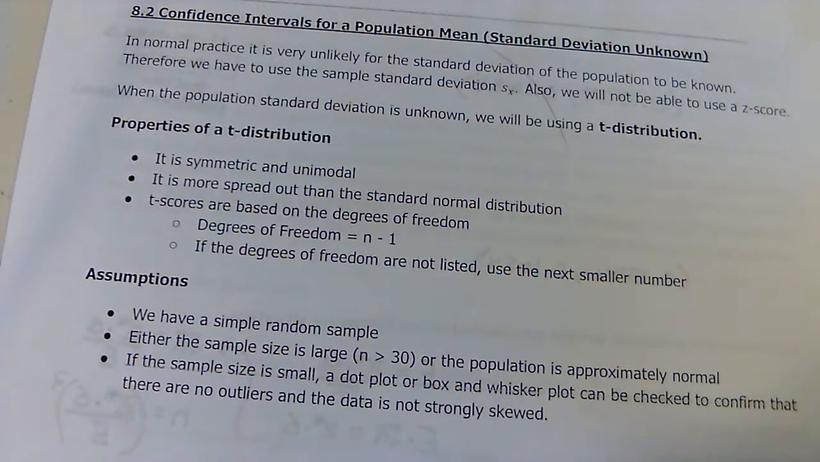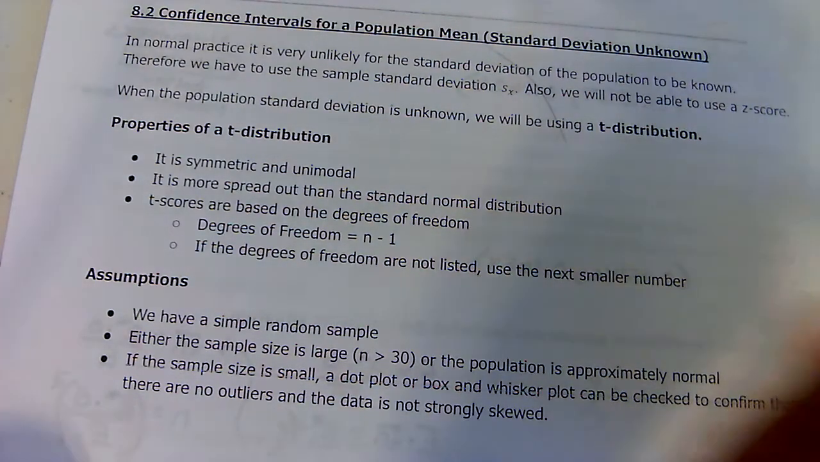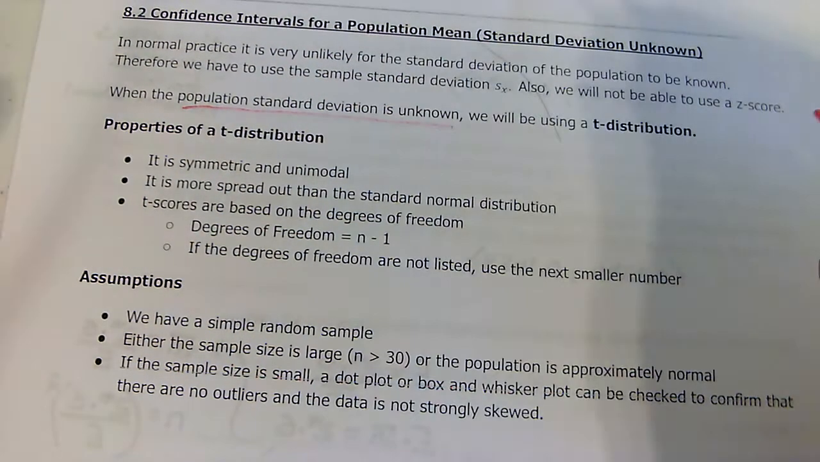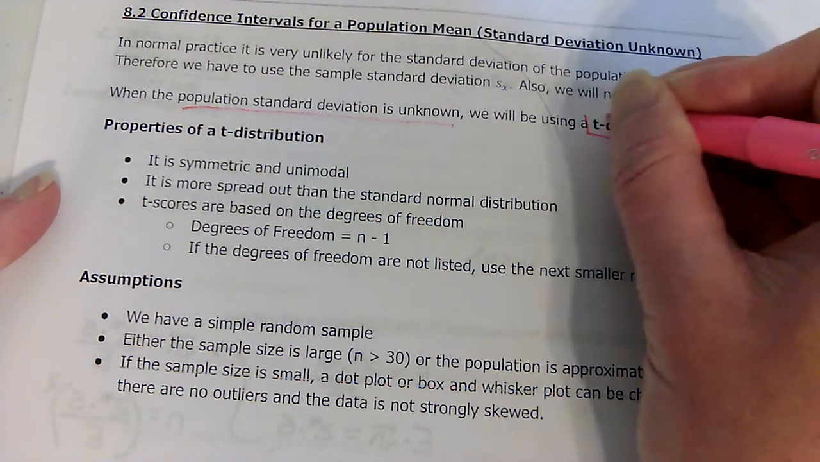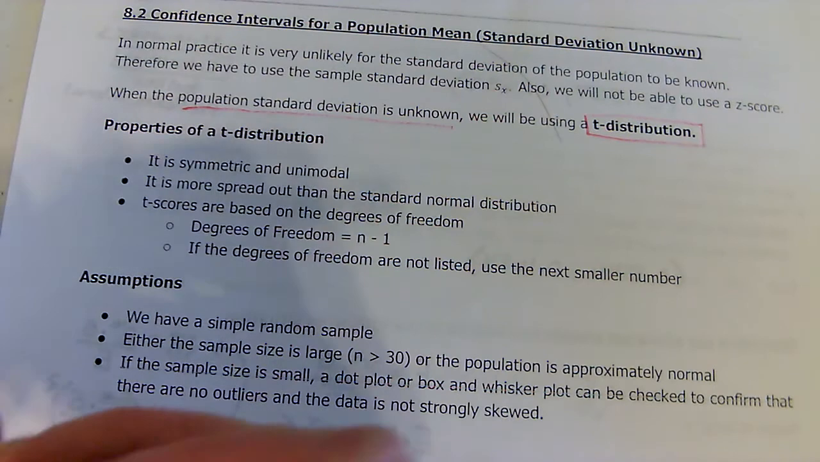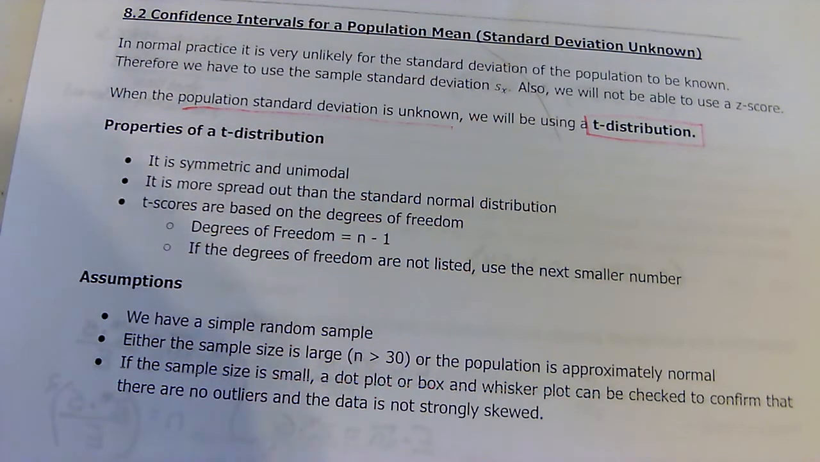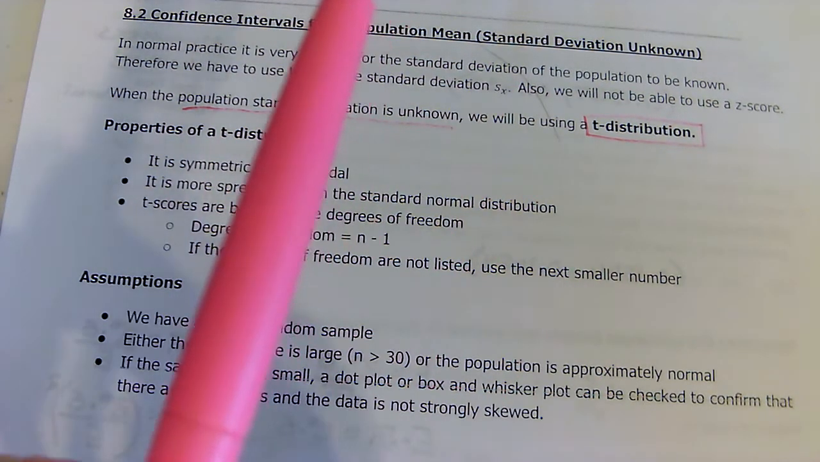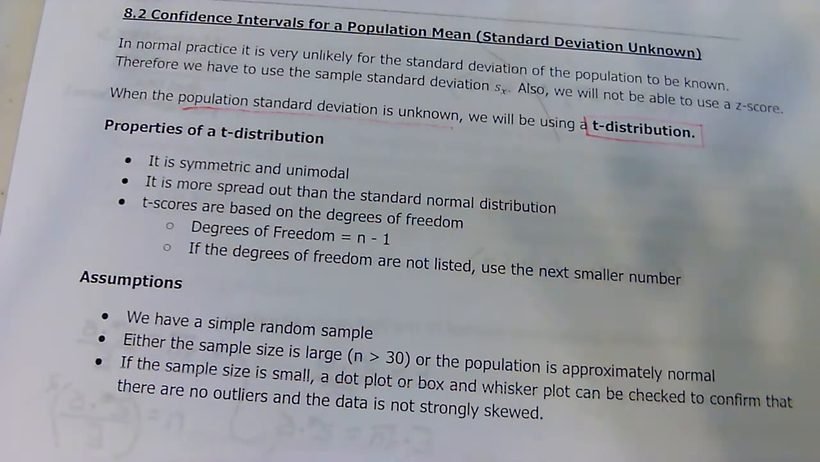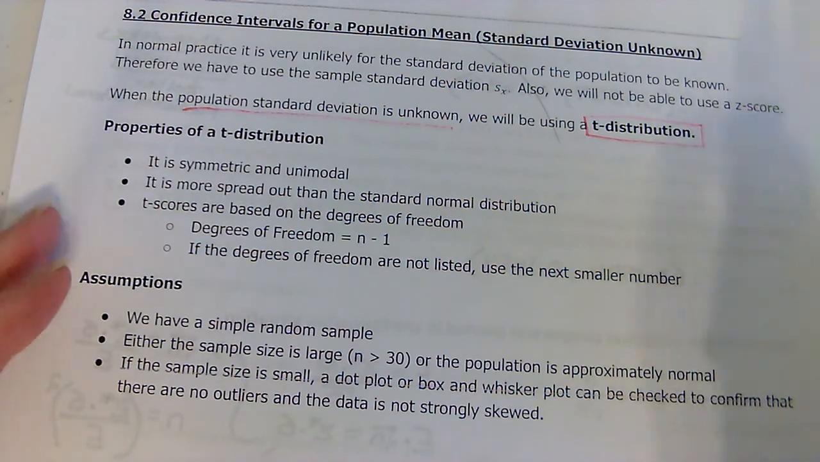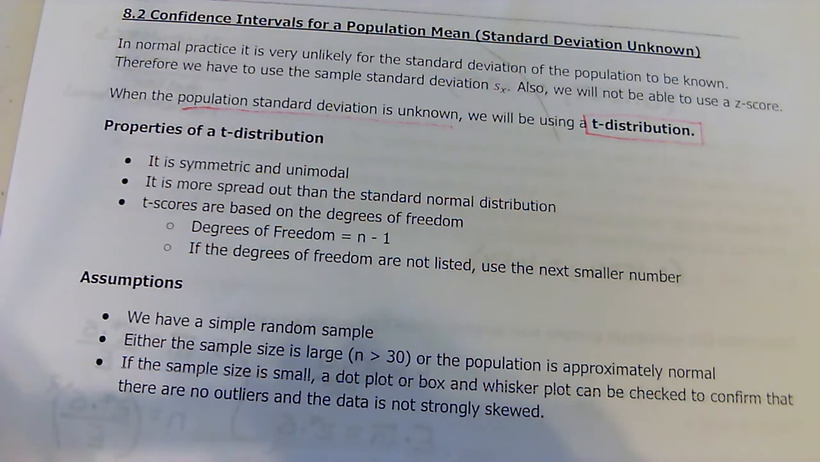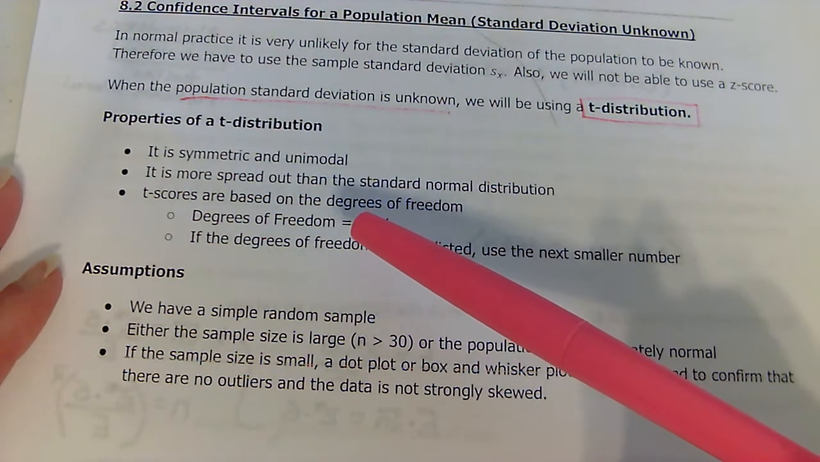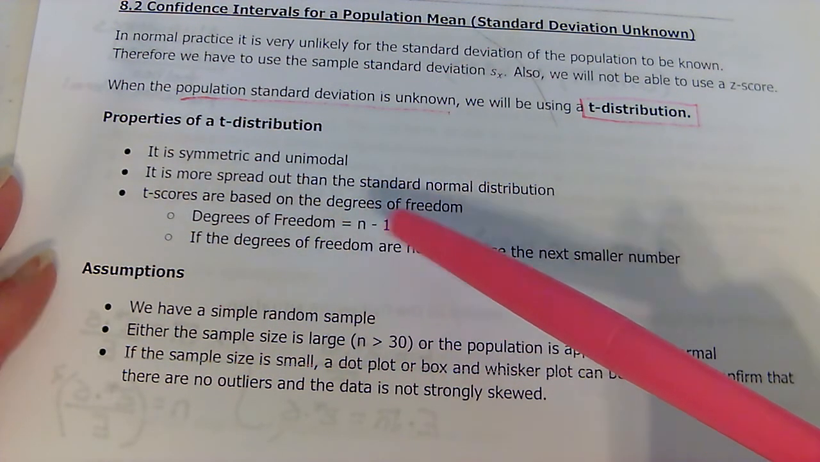When the population standard deviation is unknown, we will be using what is called a t distribution. Now, properties of a t distribution: it's similar to a z, it's symmetrical, but it is more spread out, it's wider. And the t-scores are based on what are called degrees of freedom. Now, degrees of freedom are your sample size minus 1.